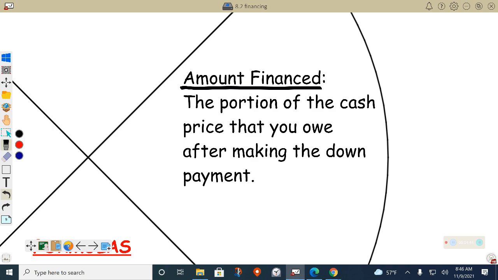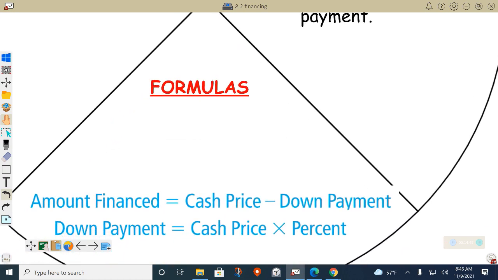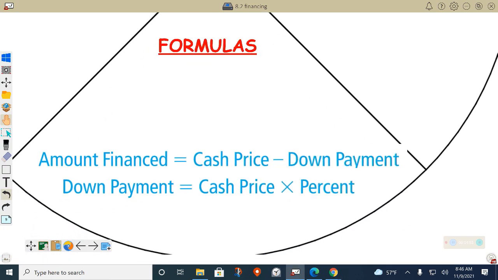Let me throw two formulas at you that are very simple. At the bottom portion, the formulas are the amount financed and the down payment formula. The amount financed equals the cash price minus the down payment. That's so painfully obvious, we might not even need a formula for that, but I did it anyway, just in case some of you find this a little tough.